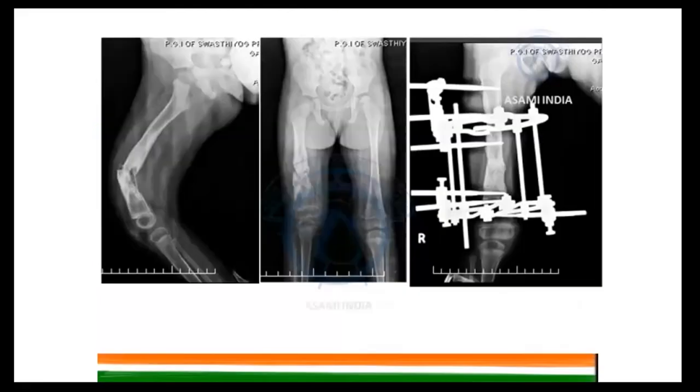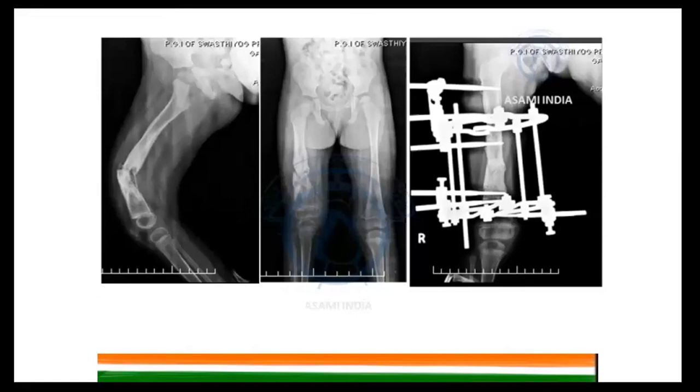For example, this girl had acute osteomyelitis and she came to me 6 months after. You can see there is a lot of sclerosis. There are multiple sequestra. She came to me with a draining sinus. She was actually treated in a hip spica, which failed. So I did a thorough debridement, removed all the sequestra.